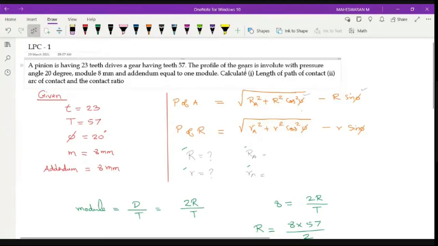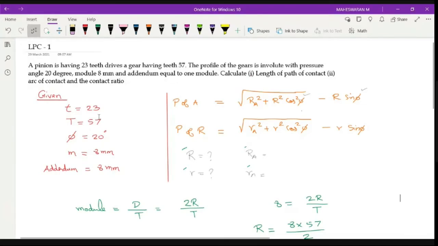The pressure angle is given, which is 20 degrees. Module is given, which is 8 mm. And the addendum, they mentioned, is equal to one module, right? They are asking you to calculate the length of path of contact, the length of arc of contact, and also the contact ratio, right?